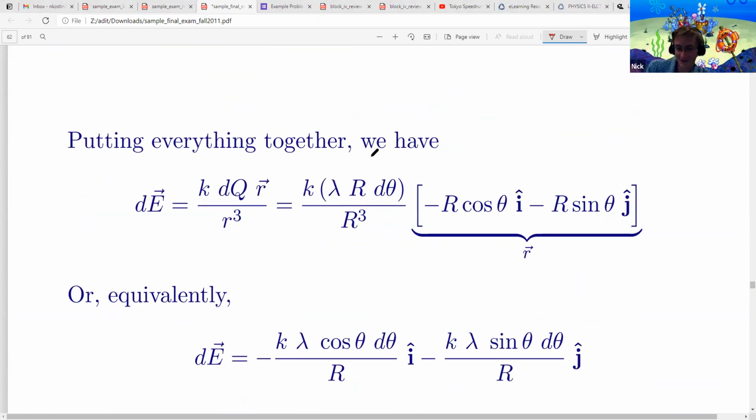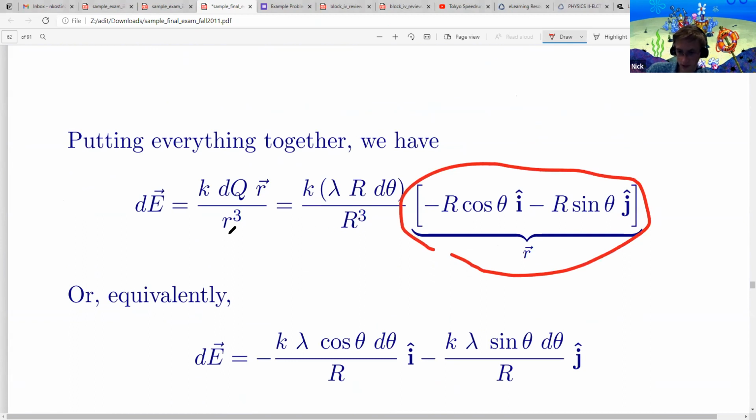Cool. So the bulk of the problem is done, I feel like. Once we have Coulomb's law set up, that's the most difficult part knocked out of the way. All that's left is some plug and chug math. So we plug in what we found for dq, which is lambda r d theta. We've plugged in what we have for our r vector, which is this big expression here. And we plug in what we have for our little r, which is just big R.